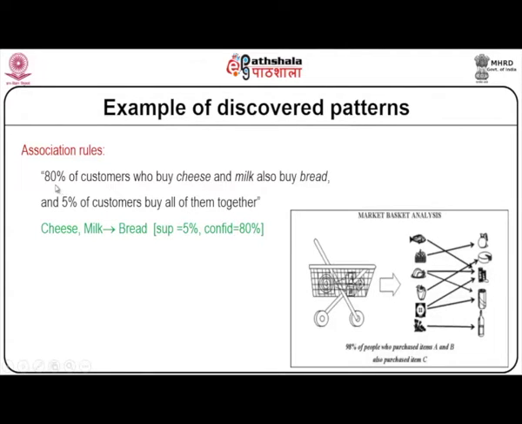I generally say that 80% of the customers who buy cheese and milk also buy bread. So 80% of the people who buy cheese and milk also buy bread, so the confidence becomes 80%. And 5% of customers buy all of them together. So all three things will be bought together by only 5% of the crowd. So this gives us a clear discrimination of discovering patterns, thereby projecting valid, hidden information in the needed format as required by the retailer industry.